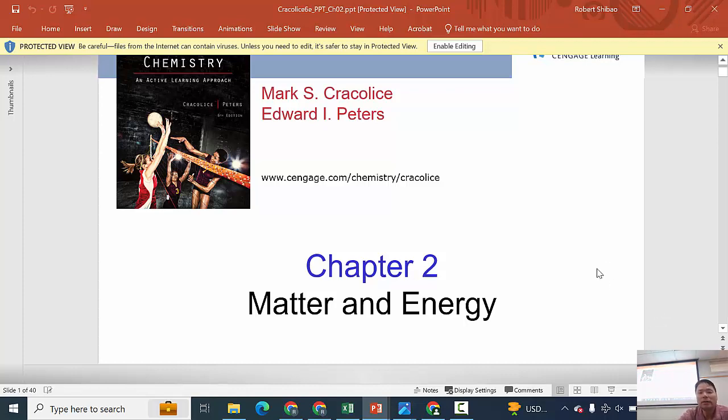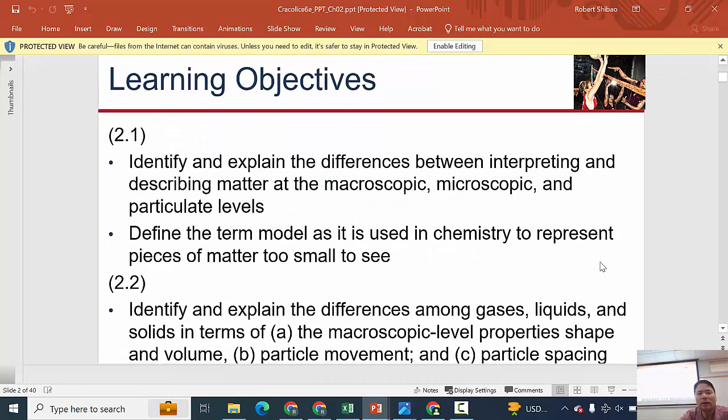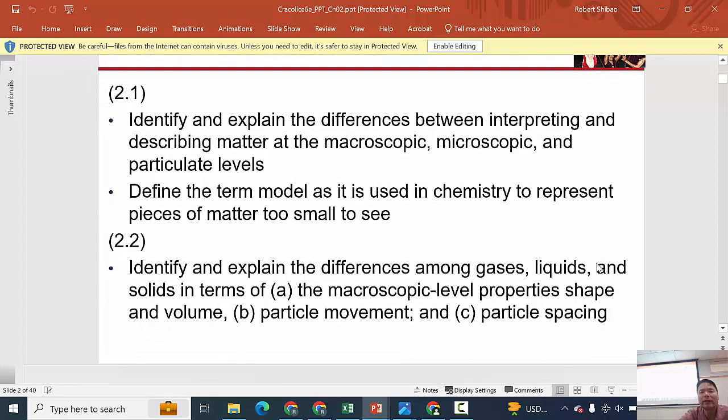All right, so let's take a look at the learning objectives. These are the SLOs.